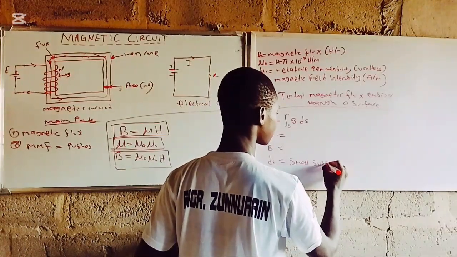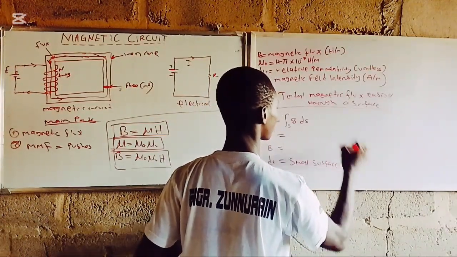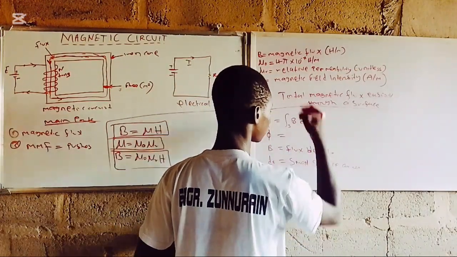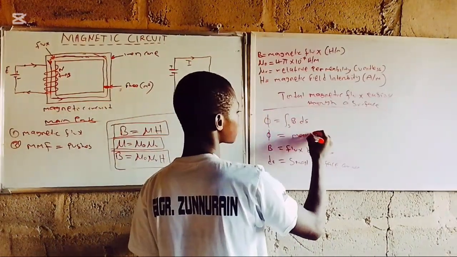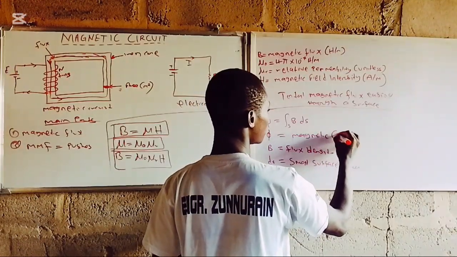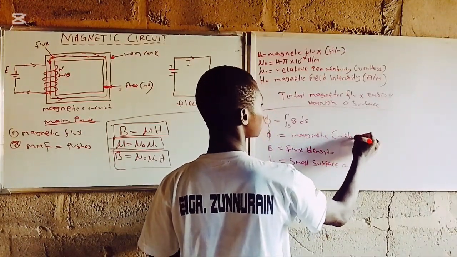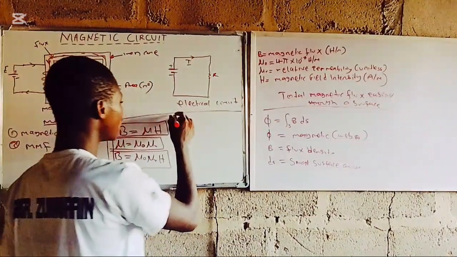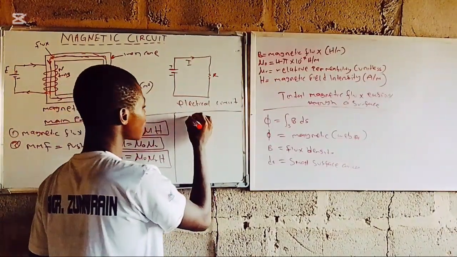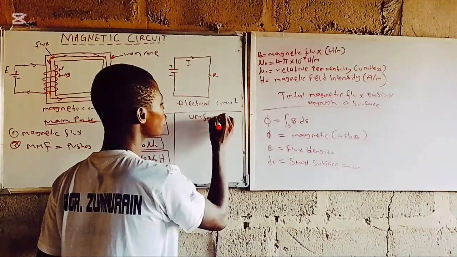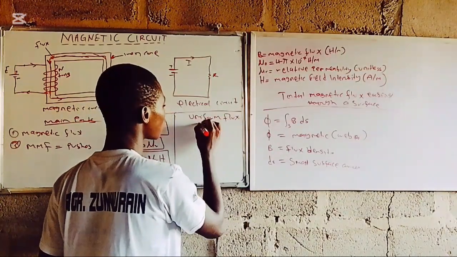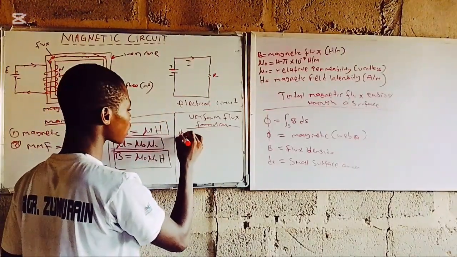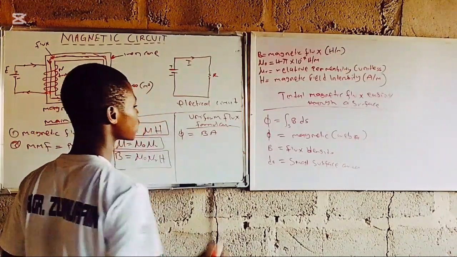So therefore this is a small surface area, and this is a flux density, and this is the magnetic flux, measured in what? And therefore we have the uniform flux formula, which says flux is the same thing as what?